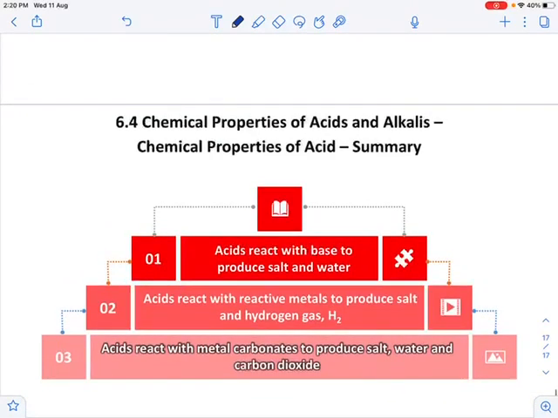The first is acid reacts with base. Base is a metal oxide or metal hydroxide, to produce salt and water. Number 2, acid reacts with a reactive metal. Reactive metal: magnesium, aluminium or zinc, to produce salt and hydrogen gas. And number 3, acid reacts with a metal carbonate to produce salt, water and carbon dioxide gas.